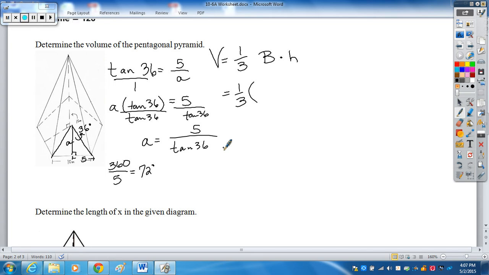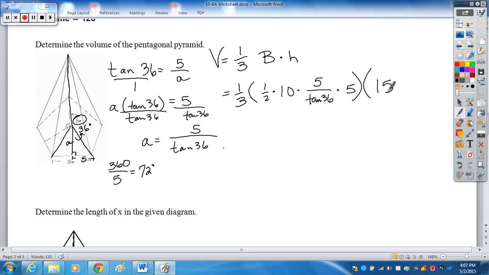So the base area, being a triangle times number of triangles, the area of the triangle would be 1/2 the base of our triangle, 10, times the height, 5 over the tangent of 36. Now that's the area of the triangle, okay, just this portion right here, times the number of triangles, which is going to be 5. Okay, so that's the base area, the area of that whole pentagon, times the height of the pyramid. Now the height of the pyramid, you can kind of see it right here, but it's going from the base all the way up to the vertex, which is going to be 15 meters there.